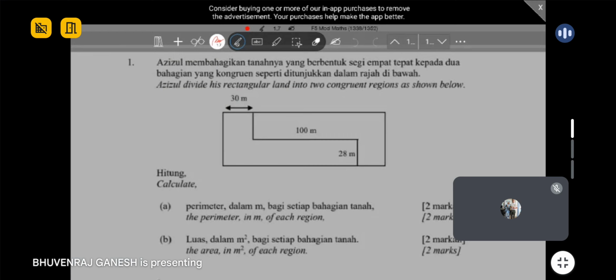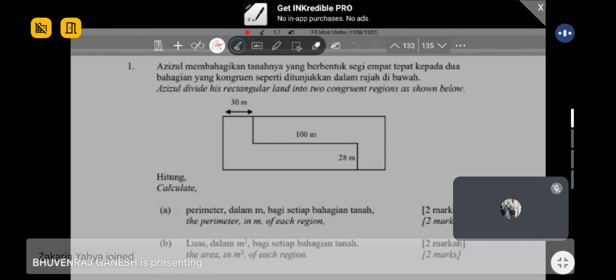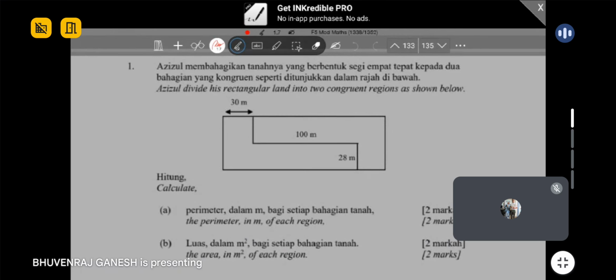Okay. So today, hari ini kita akan buat subtopik 5.2. Bab transformasi. Okay, transformation. So before that, sebelum tu, kita akan recap sikit. We call subtopik 5.1. Okay guys, subtopik 5.1. Bab 5.